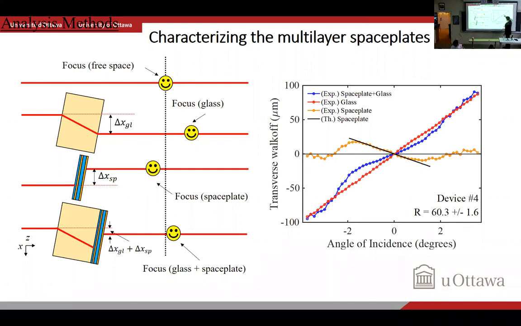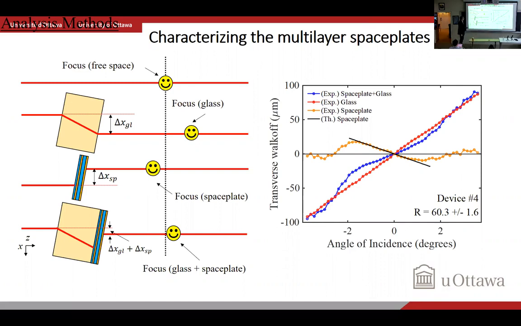The glass is this nice red line. This is again the walk-off, how much it tilts this beam. The space plate plus the glass is the blue, and then we subtract them and we find that the walk-off actually happens in the opposite direction that you would from the glass. It actually has a different angular dependence.